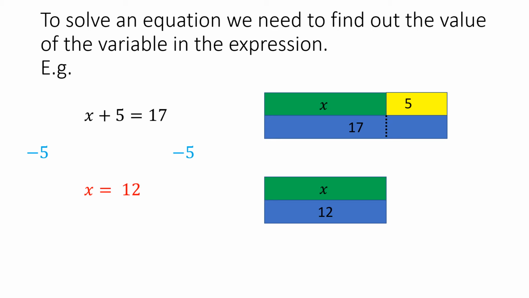So it's really important that you recognize whatever we do to one side of our equal sign, we must do to the other. We're using the inverse operations here to help us. You'll see we have x + 5, and we have used the inverse operation of addition, which is subtraction, to help us find x.